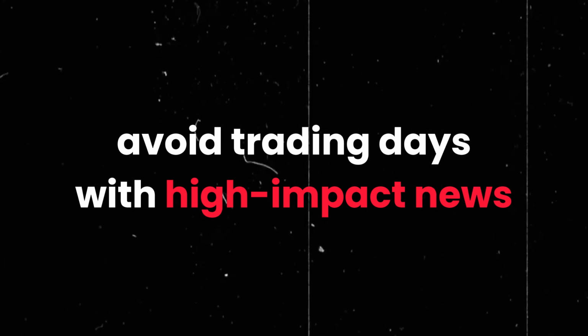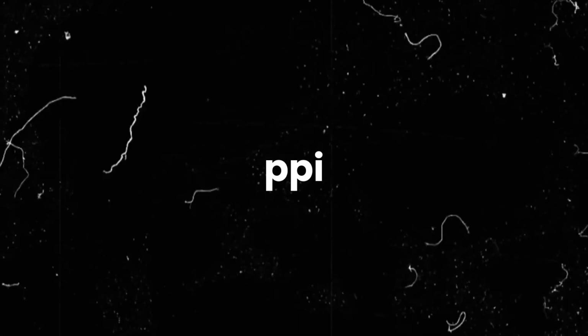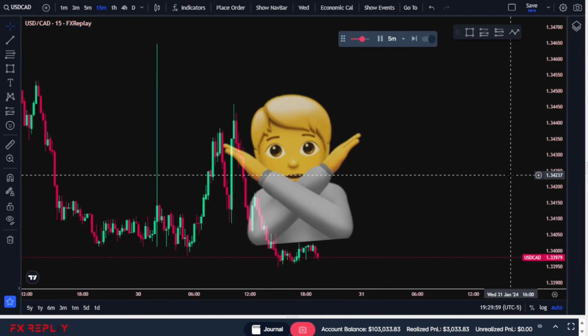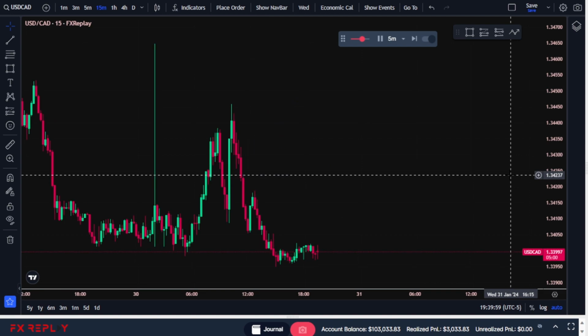Avoid trading days with high impact news like FOMC, NFP, CPI, and PPI. The market can be volatile or may be in consolidation, so it's better to stay away from trading these days, especially if you are a beginner.